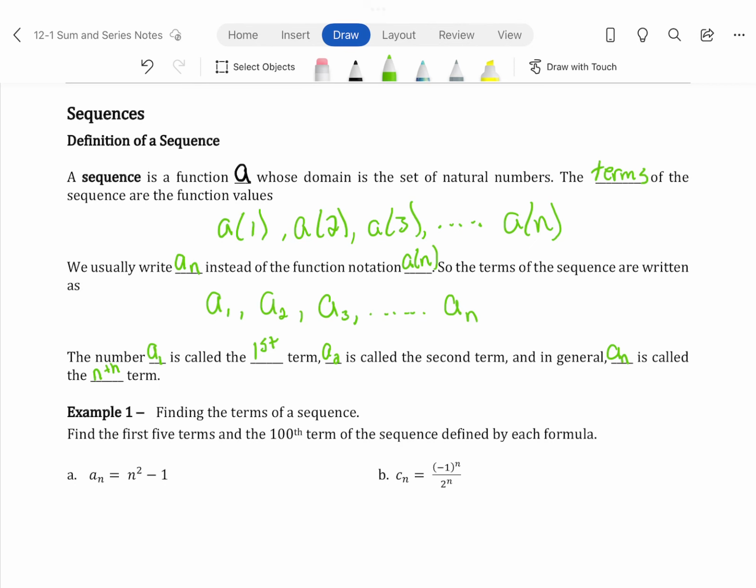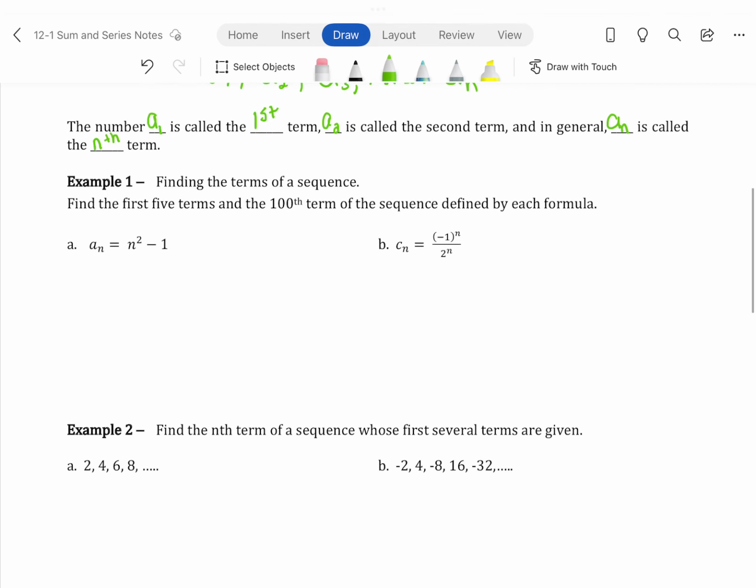Okay, so we'll be doing several different things with this. One thing that we're going to do right here is find the terms of a sequence. We want to find the first 5 terms, and then we're going to find the 100th term. Whatever term you want, that's the number we're going to plug in. To find our first 5 terms, the first thing I want is a1. Everywhere there's an n, we're plugging in a 1. So this would be 1 squared minus 1, which is 0.